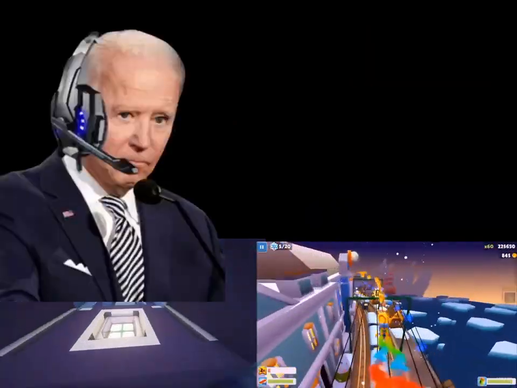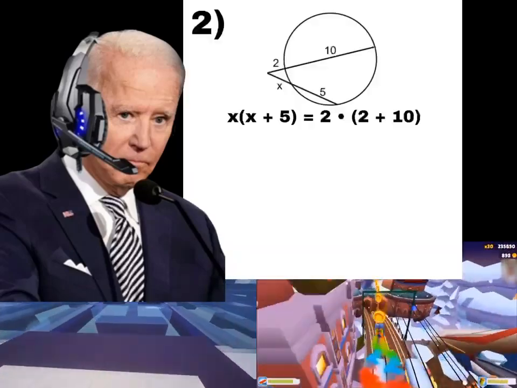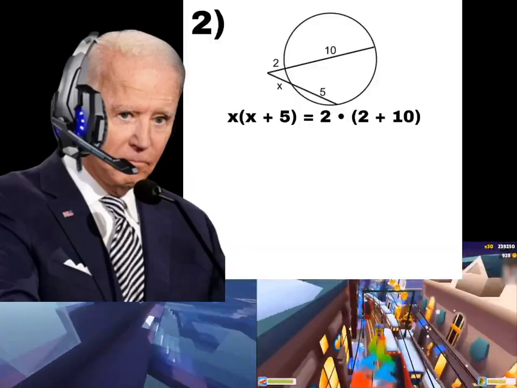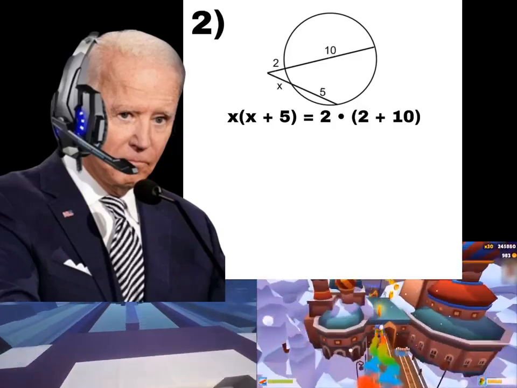Okay, so let's try an example problem. First, you need to set up the equation, which is x distributed into x plus 5 equals 2 times the sum of 2 and 10. After that, you distribute and simplify.